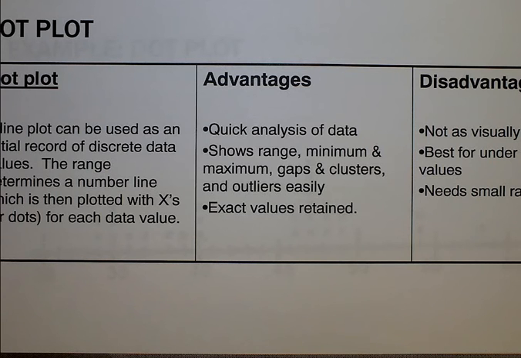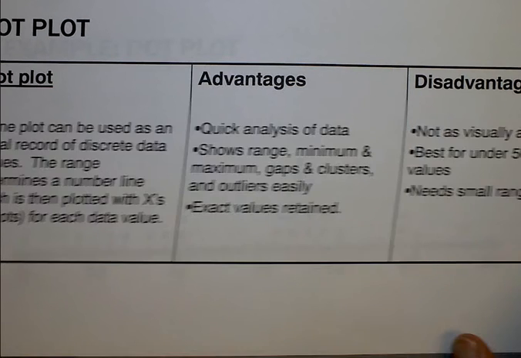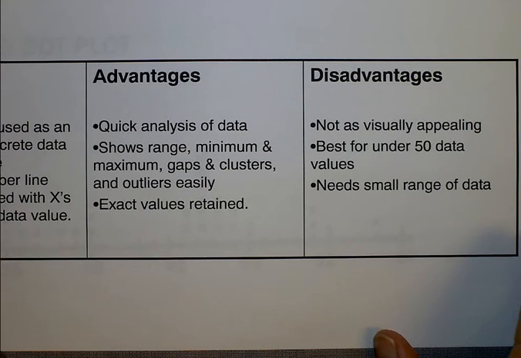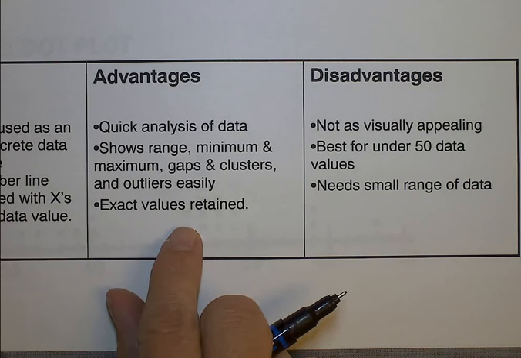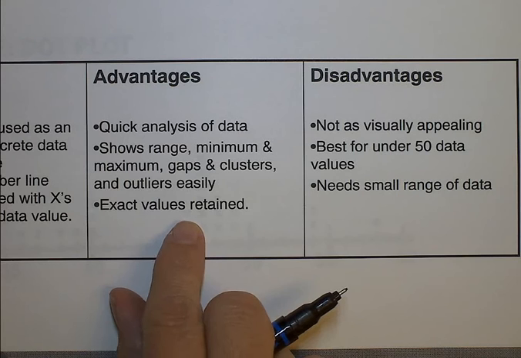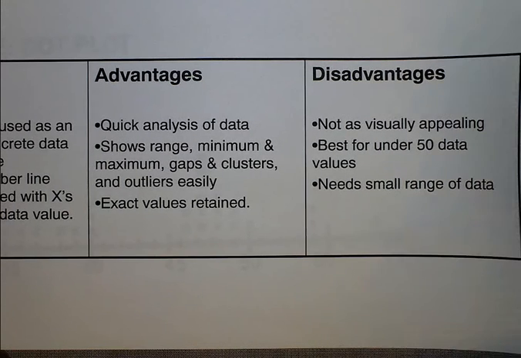Exact values are retained. A disadvantage is it's not very visually appealing. It's best for under 50 data values, and it needs small range for data. Okay, so these are our disadvantages right here. The biggest advantage of the dot plot is that the exact values are retained, and you'll see what I'm talking about in just a minute.